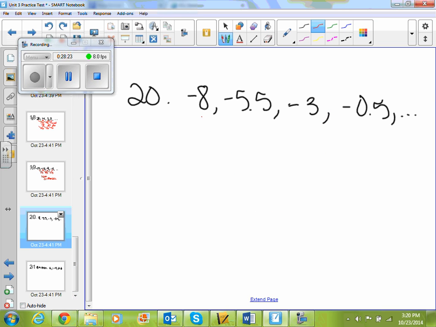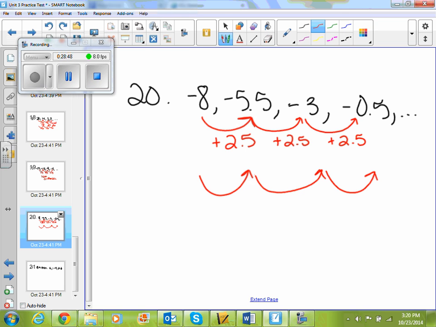Okay, 2 left. So how do I get from negative 8 to negative 5.5? Perfect, plus 2.5. Okay, and then from negative 5.5 to negative 3. Okay, and from negative 3 to negative 0.5. Okay, so then let's keep going. This is my common difference. It is arithmetic. So I'm going to add 2.5. So negative 0.5 plus 2.5 is 2. 2 plus 2.5 is 4.5. 4.5 plus 2.5 is 7. Okay, so my common difference would be 2.5. My next three terms would be 2, 4.5, and 7.